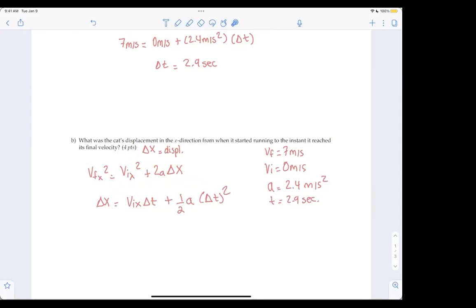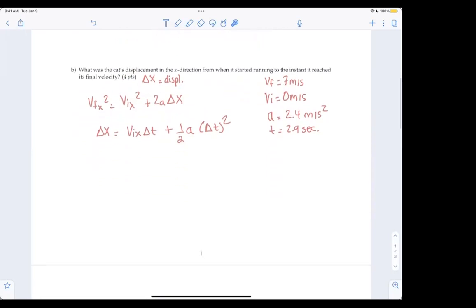Definitely do not ever leave any problem blank, because it's just a horrible mistake, to be honest. So just write down as much as you can. Any equations, any ideas, any variables, it's worth something.